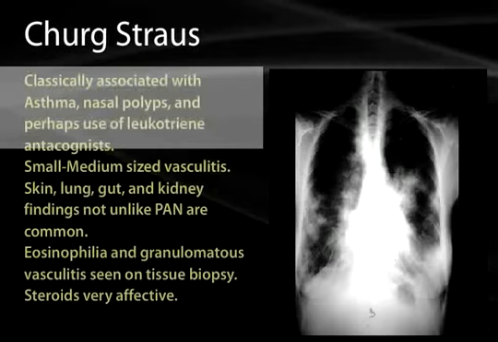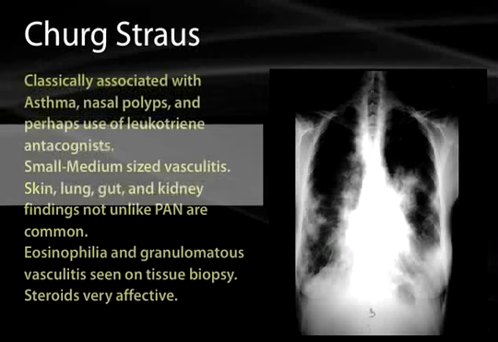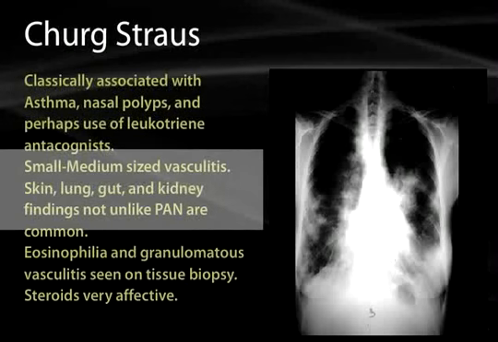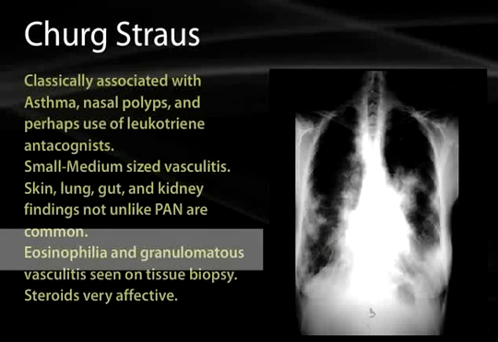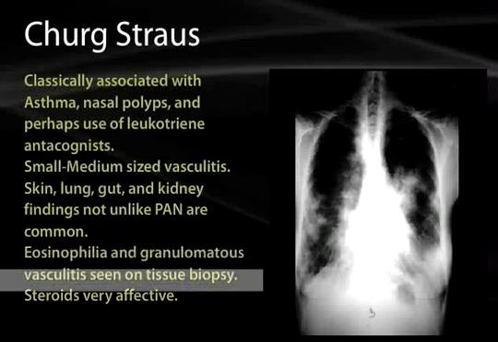Churg-Strauss vasculitis is associated with asthma, nasal polyposis, and sometimes the use of leukotriene antagonists. It is a small to medium-sized vasculitis. Diffuse findings, not unlike polyarteritis nodosa, are common. You can have Churg-Strauss vasculitis in the lung, gut, skin, and kidney. And what you see on tissue biopsy in Churg-Strauss vasculitis is a predominant eosinophilic infiltrate with granulomatous formation. Steroids are very effective in treating Churg-Strauss vasculitis.